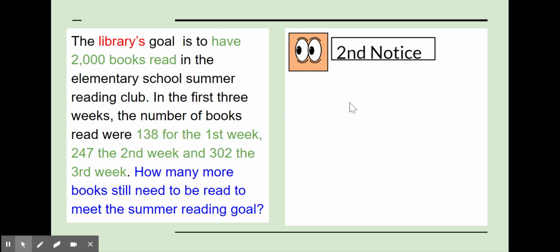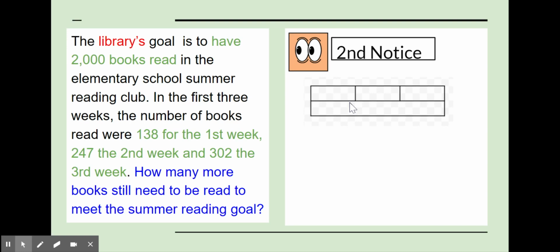We're going to draw a part-part whole model. And then we know that part-part whole means that we're going to add or combine numbers. So we know that there was 138 books read on the first week, 247 books read on the second week, and 302 books read on the third week. And we would combine those to get a total of how many books that we have read so far. But that won't reach 2,000 yet.